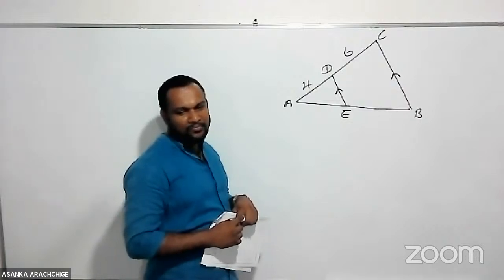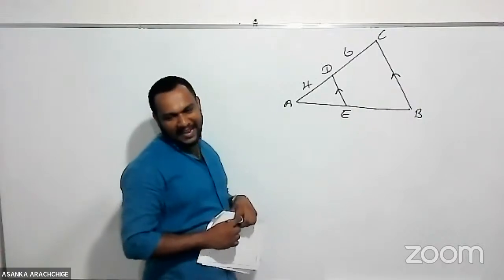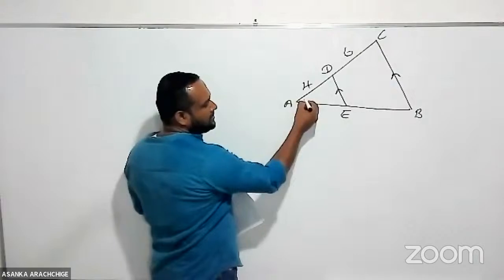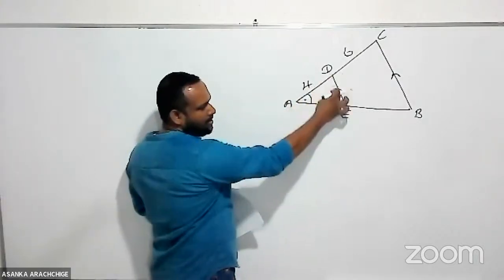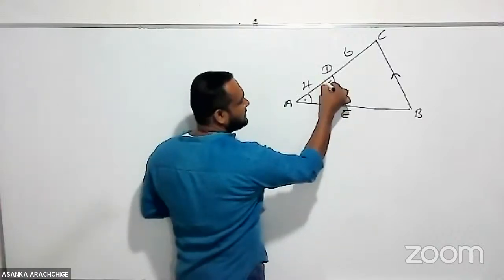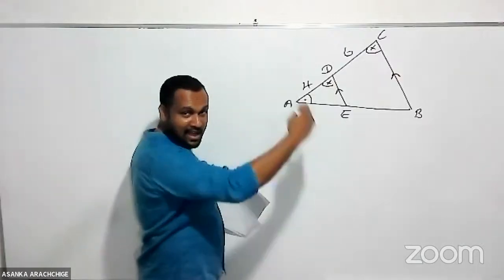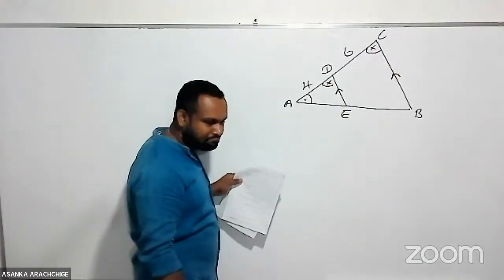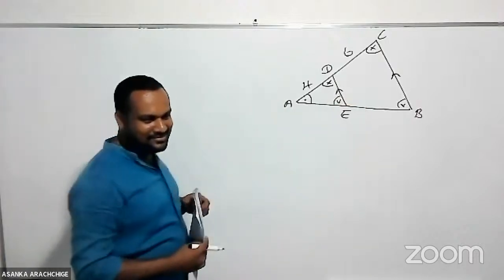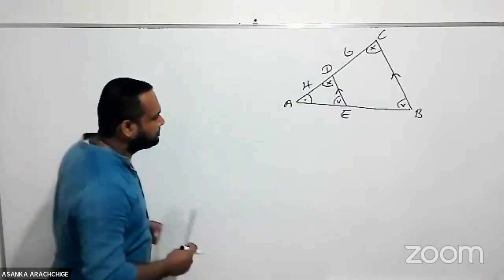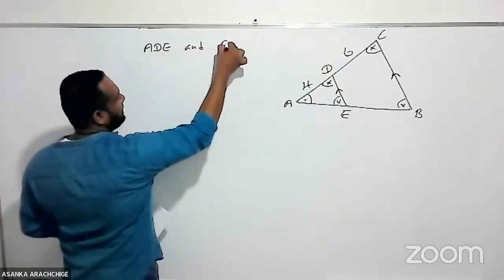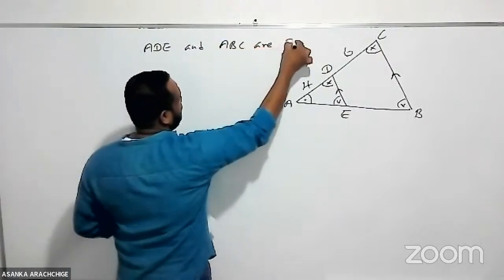Equiangular triangles, the theorem. In equiangular triangles, the corresponding sides are proportional. You know, this is the common angle. This angle is common to both this small triangle as well as the large triangle. Then this angle is equal to this angle. They are corresponding angles between parallel lines. Then this angle is equal to this angle, the same reason. Therefore these two are equiangular: ABE and ABC are equiangular.